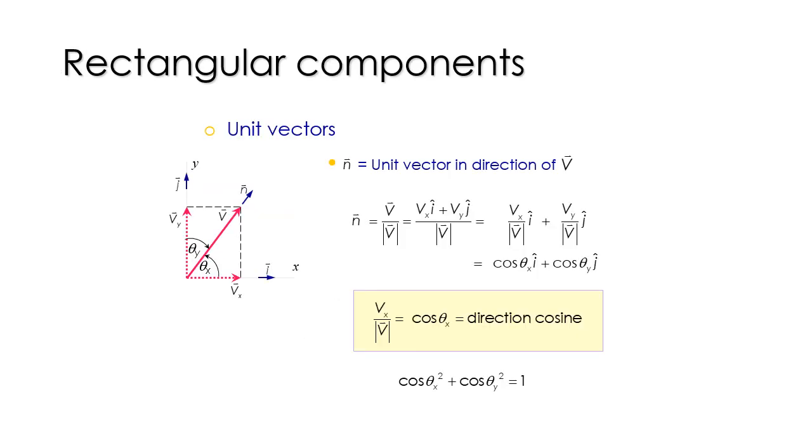So the rectangular components of a unit vector, say for example we have a vector v. So the unit vector is represented by vector v divided by the magnitude of the vector. So vector v can be split into its components. We have vx i plus vy j divided by the magnitude of the vector v. So we have here cosine of theta x and cosine of theta y, and these are called direction cosines.